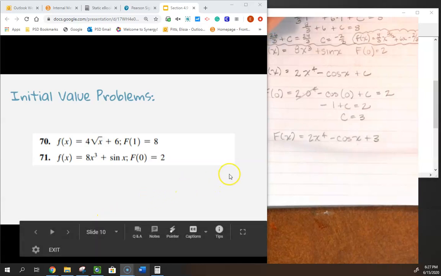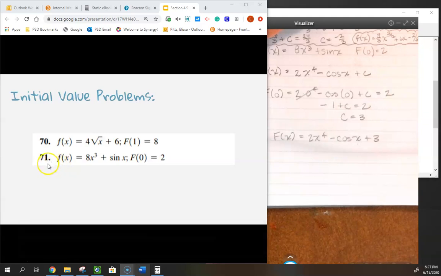My computer ran out of memory in the middle of this problem, so let's go back and refresh our memory. Somebody said 8x cubed plus sine of x, and so we got 2x to the fourth minus cosine of x plus a constant. And then we were given that f of 0 equals 2, so when we put 0 in for x, we should get out 2.